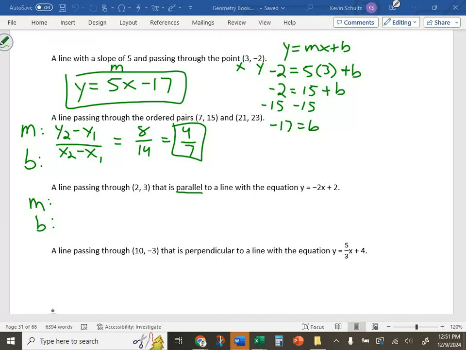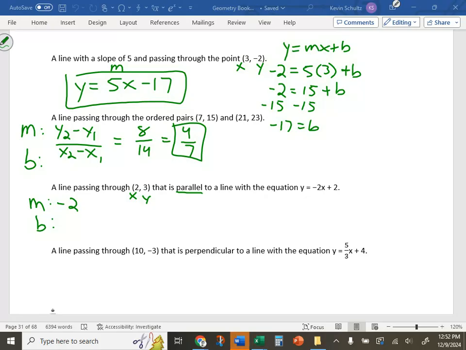If your line is going to be parallel to the given line, that means your slope needs to be the same. And once you know the slope, I give you an ordered pair, and it just reverts back to solving for b again, right? It all kind of reverts back. Pick that ordered pair, plug it in, and solve for b.